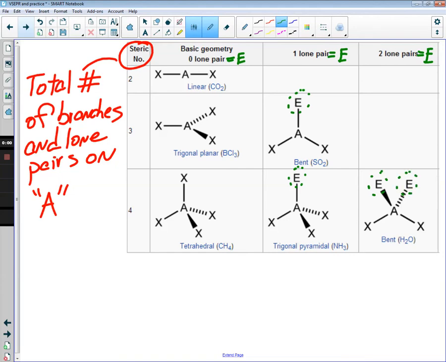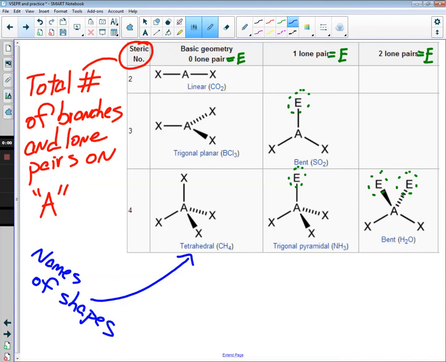And then down here at the bottom, these are the actual names of the shapes. And so you've got names like linear, or trigonal planar, or tetrahedral, or just bent. Now, it does get a lot more complex than this, but we're not going to make it any more complex than what you're seeing right now.